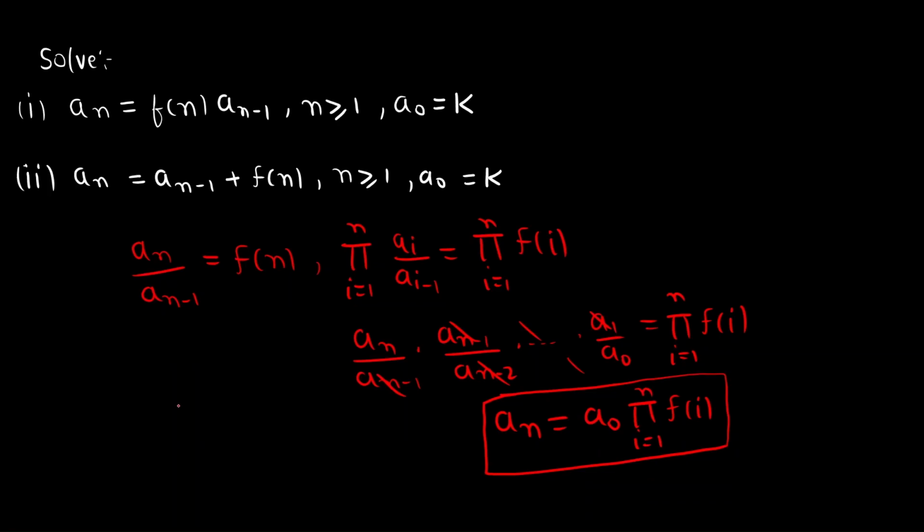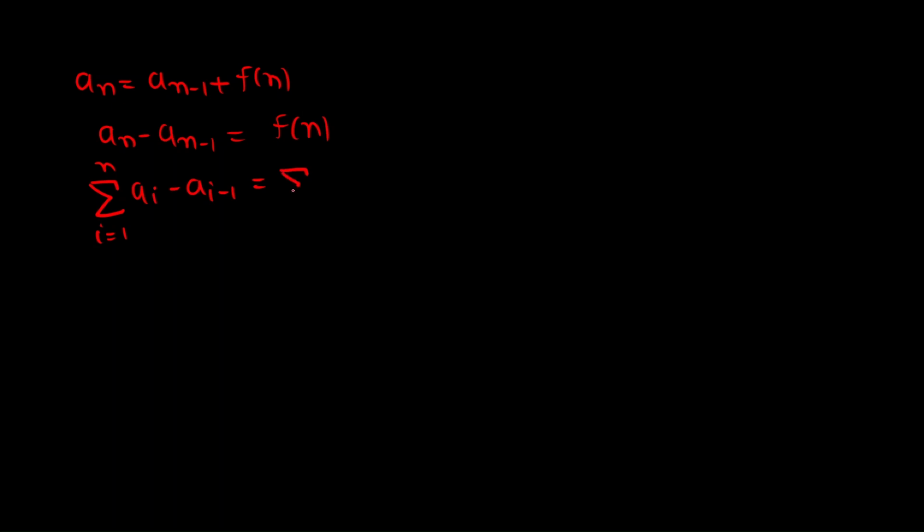Now if you see the other one, an is equal to an minus 1 plus f of n. Now what we'll do is we'll subtract an minus 1 on both sides. Now again, instead of product, we'll apply summation this time. Summation i equal to 1 to n of ai minus ai minus 1 is equal to summation from i equal to 1 to n of f of i.